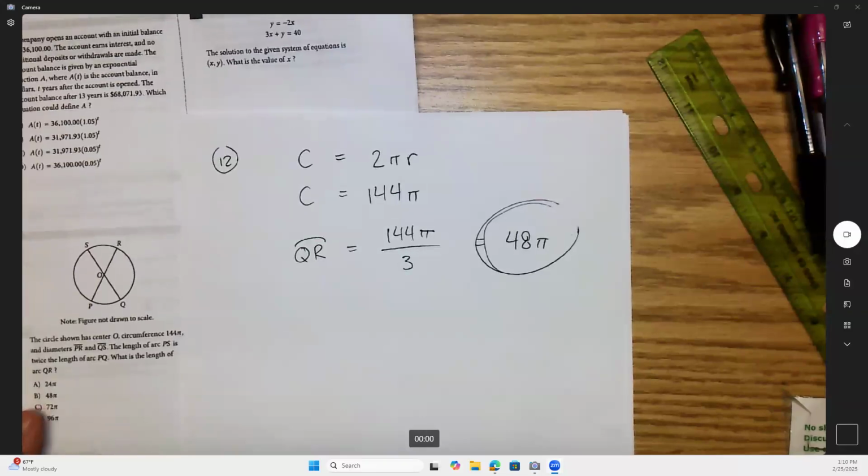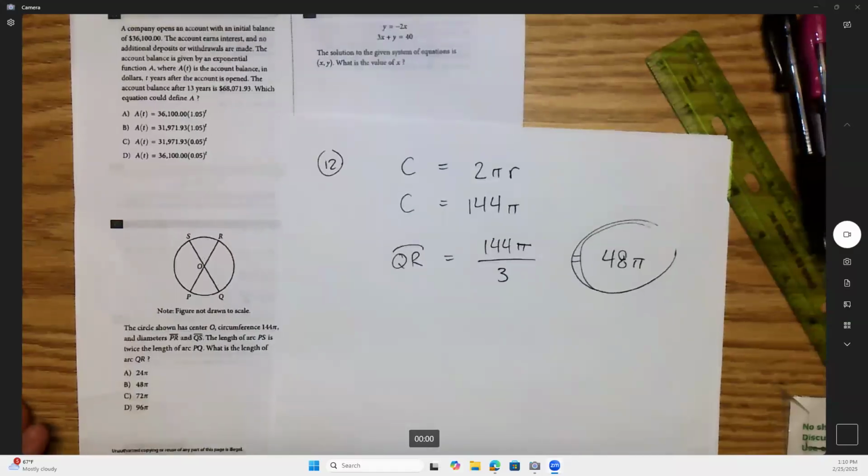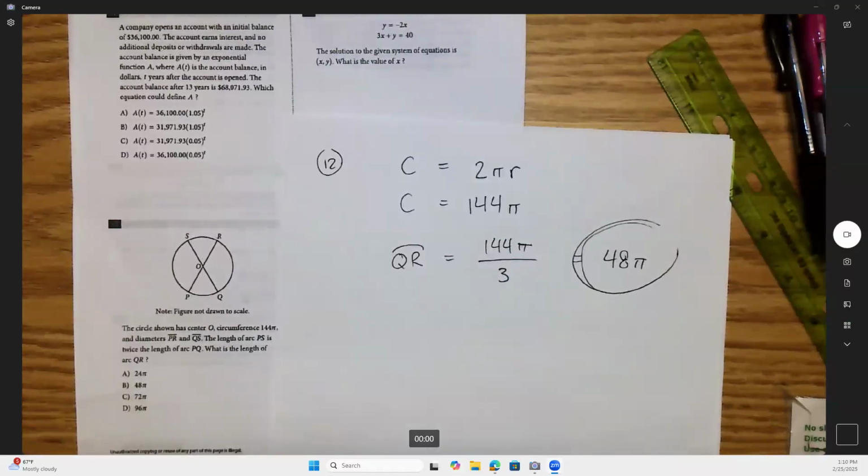Looks like option B. 12 is B. Yeah, 12 is B. You guys got 12 as B? Okay, everybody good? All right. That is our pause point.